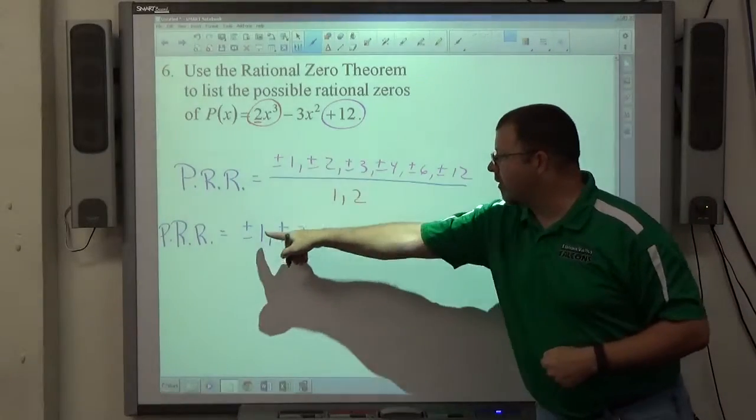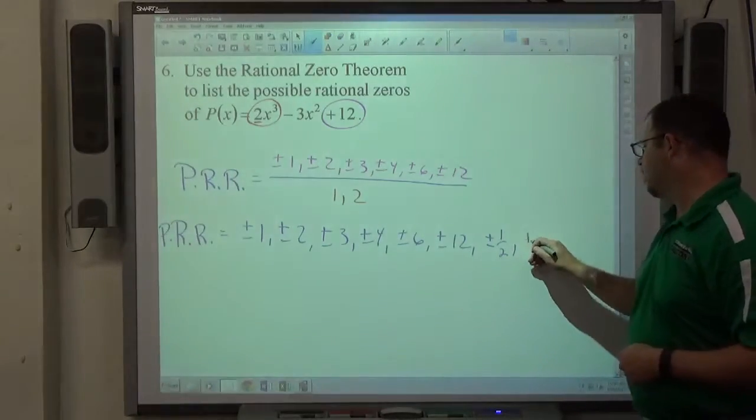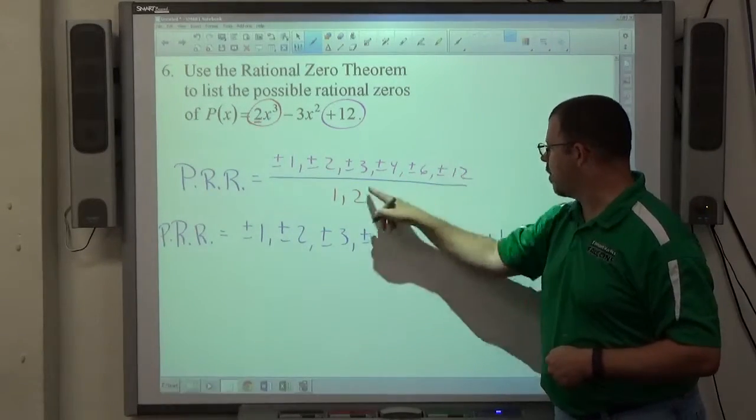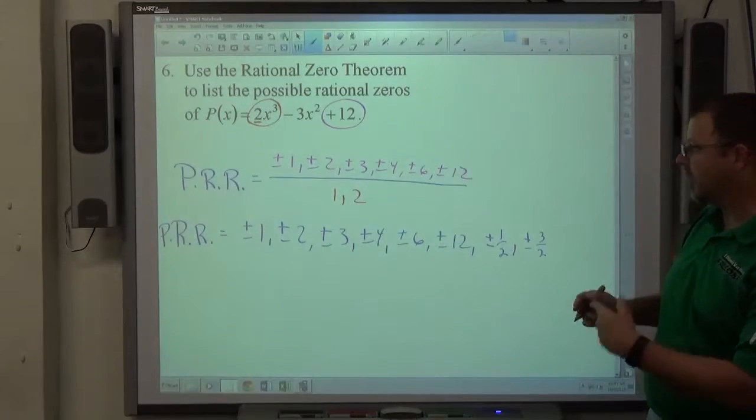2 over 2 is 1, we've already got. 3 over 2 we haven't gotten yet, so plus or minus 3 over 2. 4 over 2 is 2. 6 over 2 is 3. 12 over 2 is 6. Every other number over 2 has been taken care of.